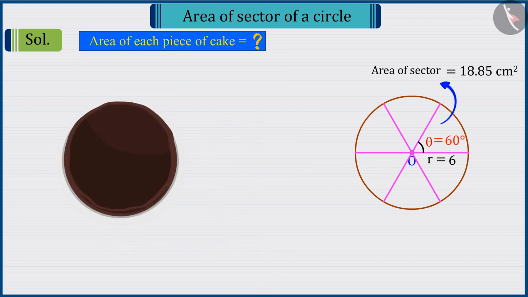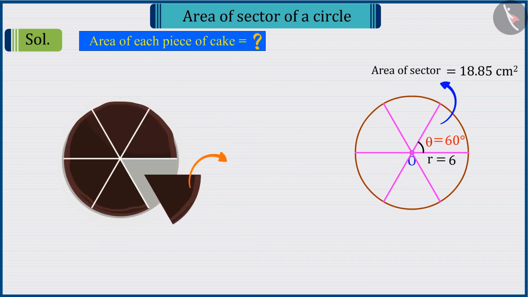So, we can say that the area of each piece of cake will be 18.85 square centimeters. Let's look at another example.